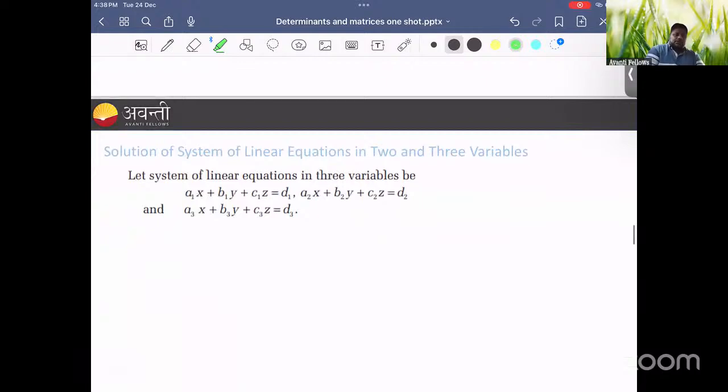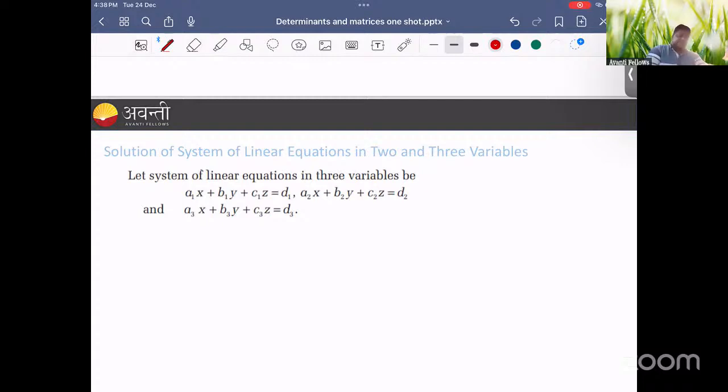Now, this is the most important topic from this section. If 100 questions are asked from this, 80 questions are from this only. Solution of the system of linear equations in 2 and 3 variables. We'll talk about the 3 variables only. 2 variables are already covered in this section. Now see, you have 3 equations.